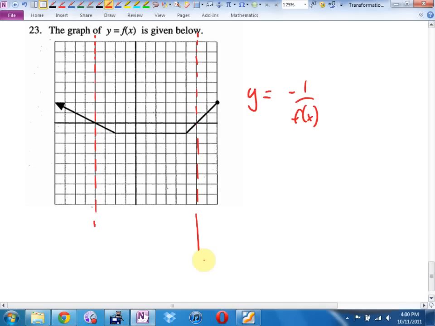Invariant points. One high, but then reflect. Negative one high. Invariant points, one high, but then reflect. Negative one high. Invariant line, negative one high, reflect. Positive one high.